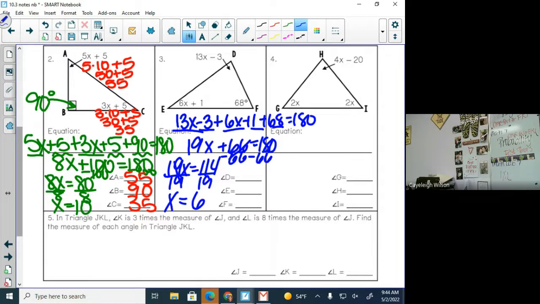All right, so I know that angle F was 68, so I'm going to put the 68 there. Then go back up here. 13 times 6 minus 3, that's 78 minus 3, so 75. And then 6 times 6 plus 1, that's 36 plus 1, which is 37. All right, you all can go ahead and try number 4. If you want to try number 5, that's fine.